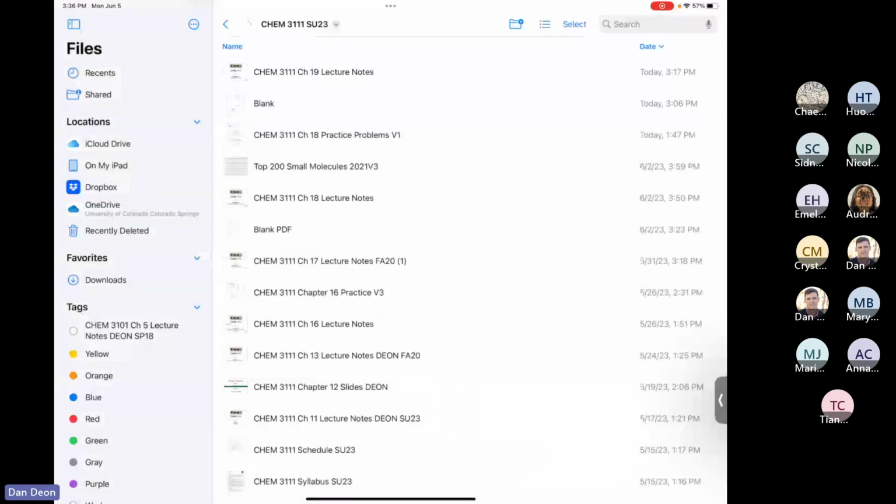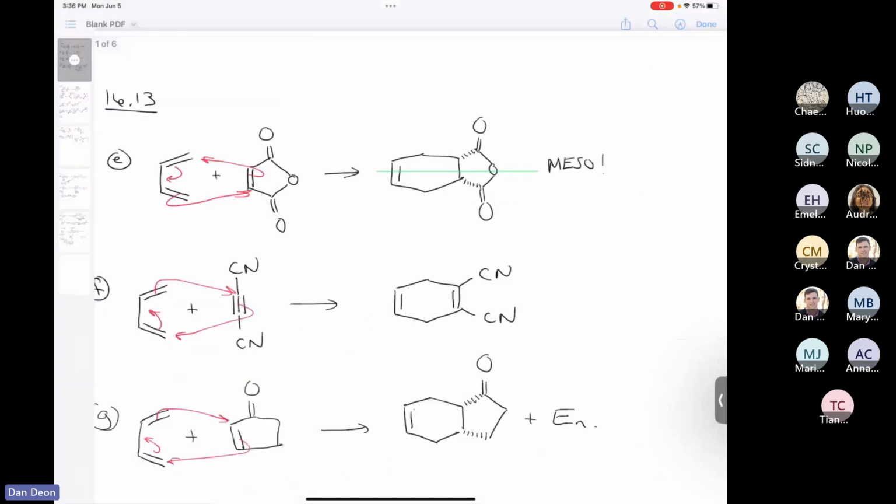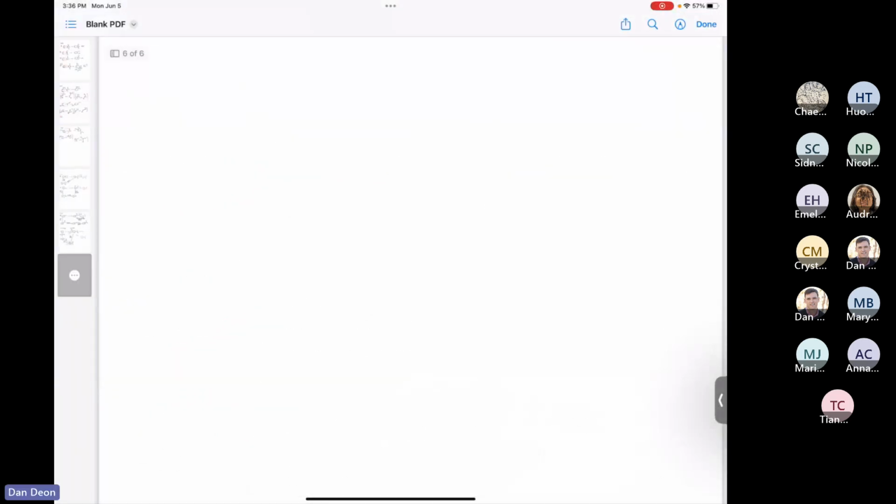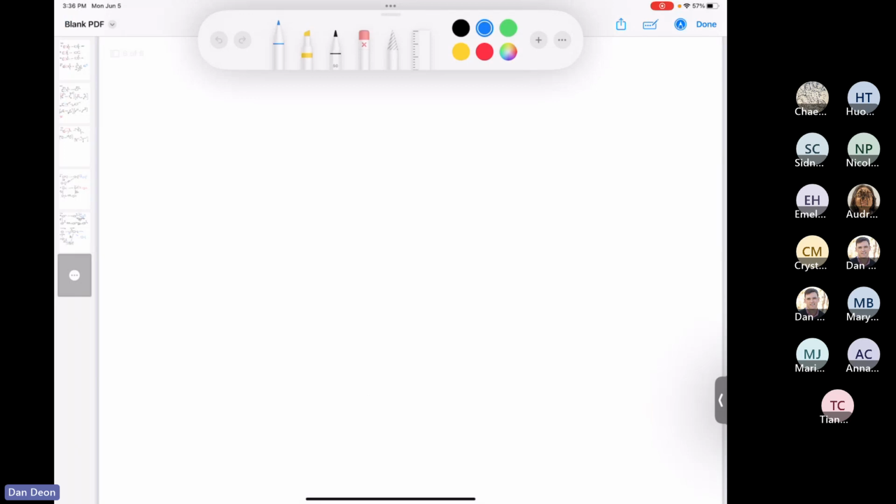So what I'm going to do is switch over to a blank document down here, and I'm going to draw this out so I have a little more space to work with. So this is 19.10A. And while I'm writing this down, could anybody recommend a way to protect that carbonyl group? And it's not a trick question.